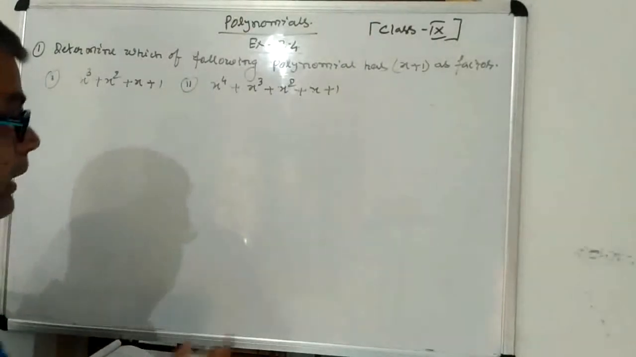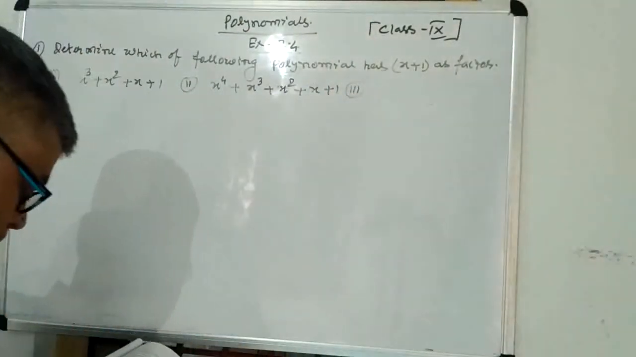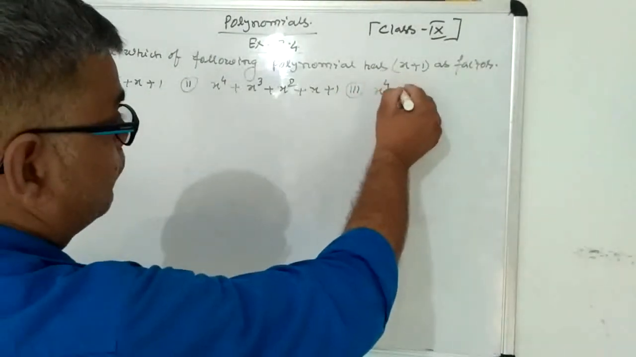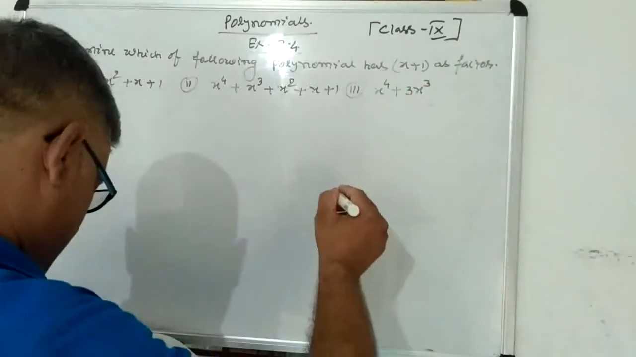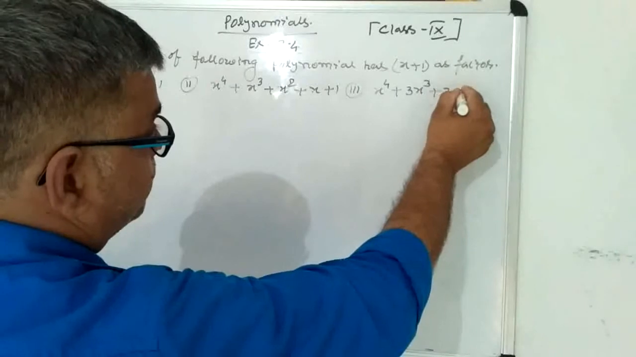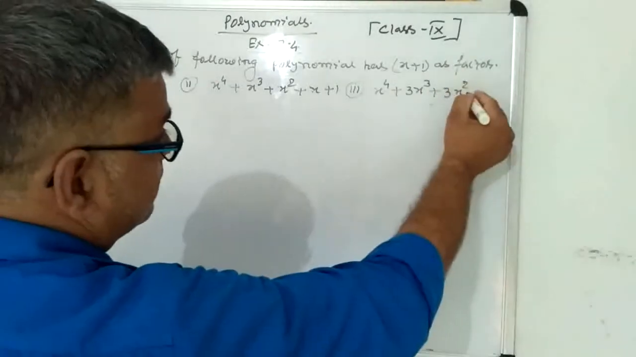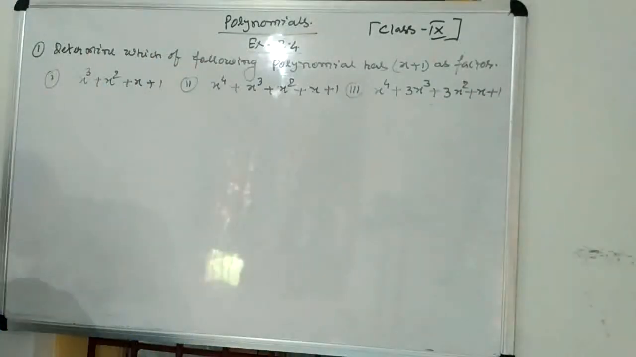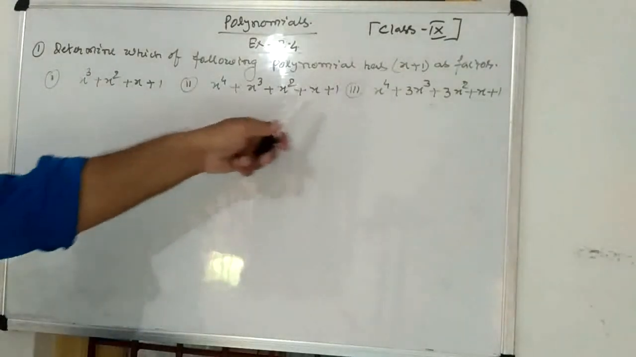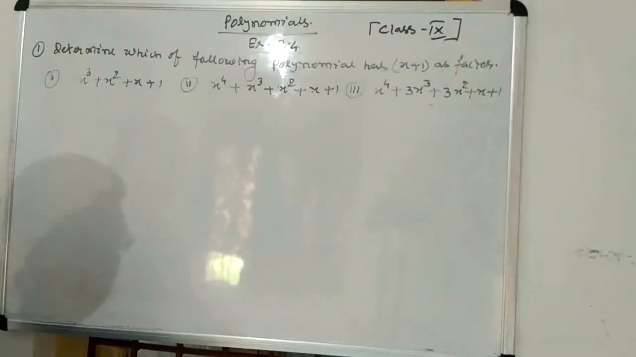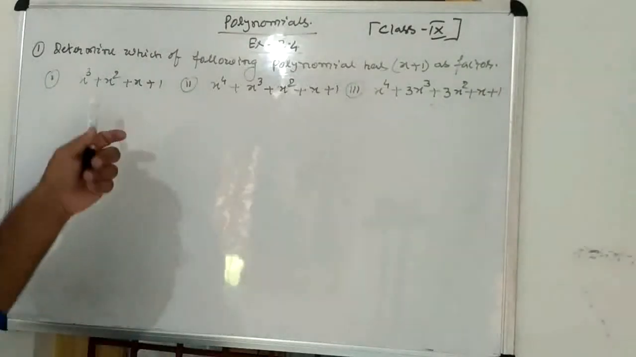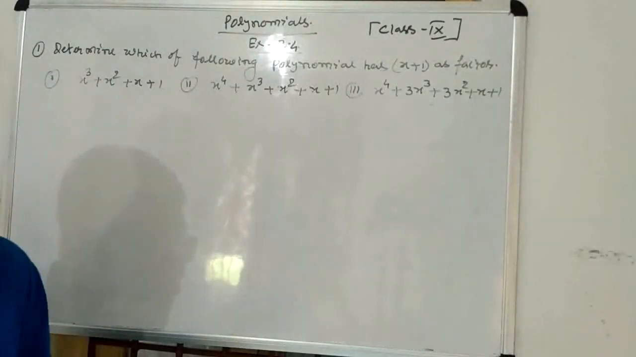and your third polynomial is x to the power 4 plus 3x cube plus 3x square plus x plus 1. Now I am taking these three questions from question number 1. Three different polynomials are given. Now you are supposed to check whether x plus 1 is a factor of the above mentioned polynomials or not.